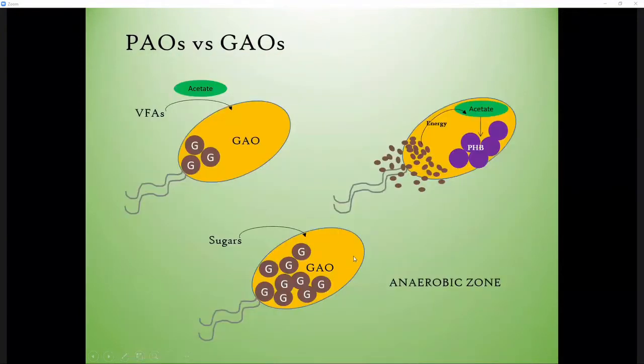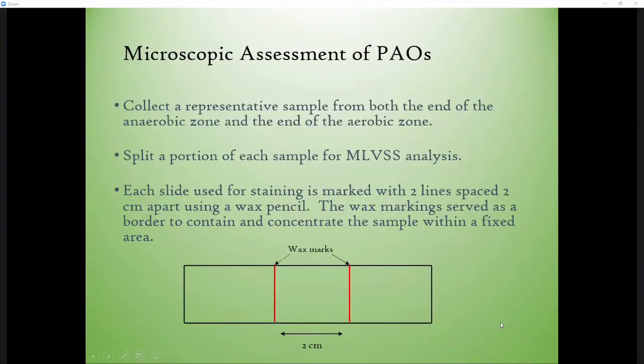Okay, so another thing that gives GAOs an advantage is that they can take up sugars. They can take up simple sugars. They don't have to have acetate to store PHB. They can take up sugars and they'll store PHB. So they can grow 2 ways. They can grow with the VFAs and they can grow with simple sugars. And so they can keep on multiplying and then they can eventually dominate in the system.